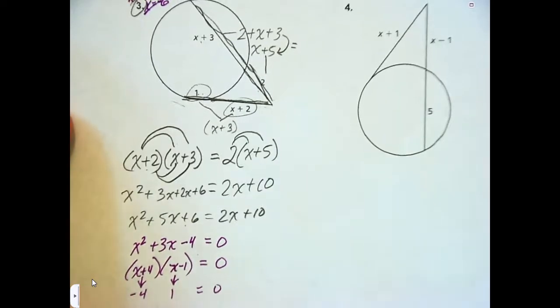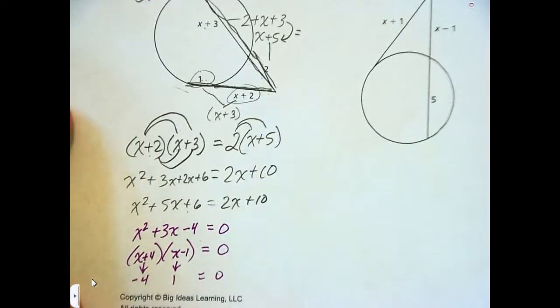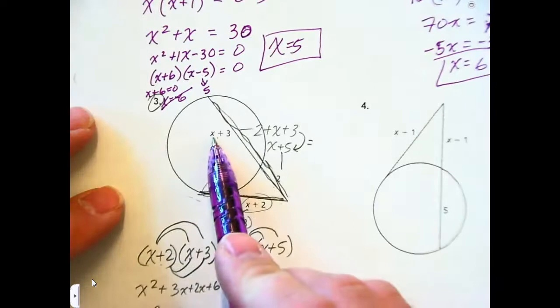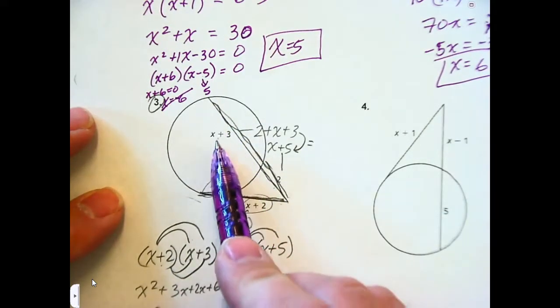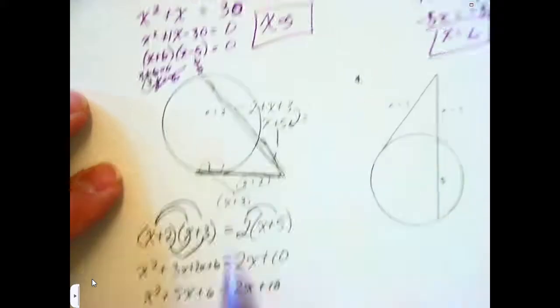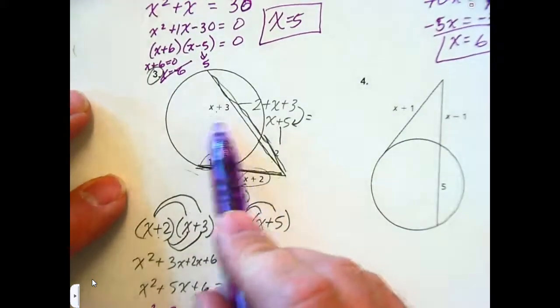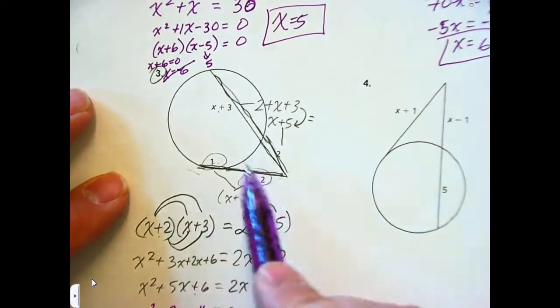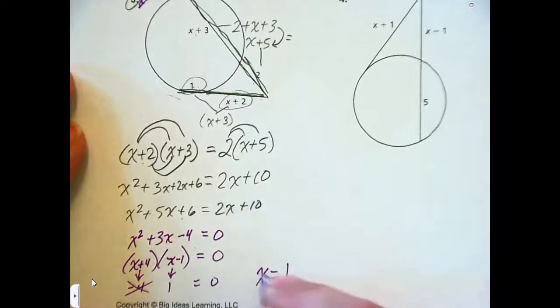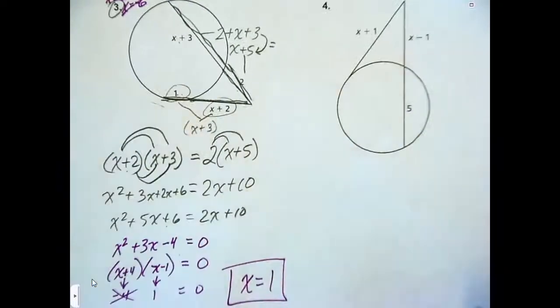Can x equal negative 4? Make sure, if I plug negative 4 in here, will I get a positive length? No, I get negative 1. However, what if x is negative 1? Would it have worked right here? Yeah, so make sure you double check that. It's got to work in both spots. But in this case, negative 4 doesn't work. X equals 1. Isaac, question?